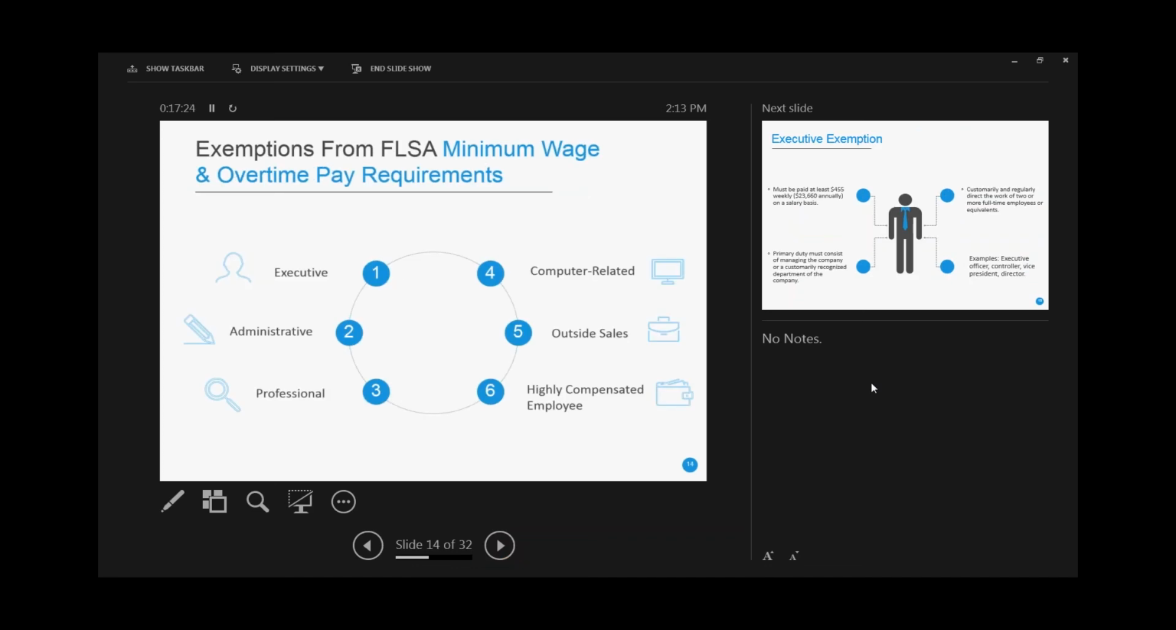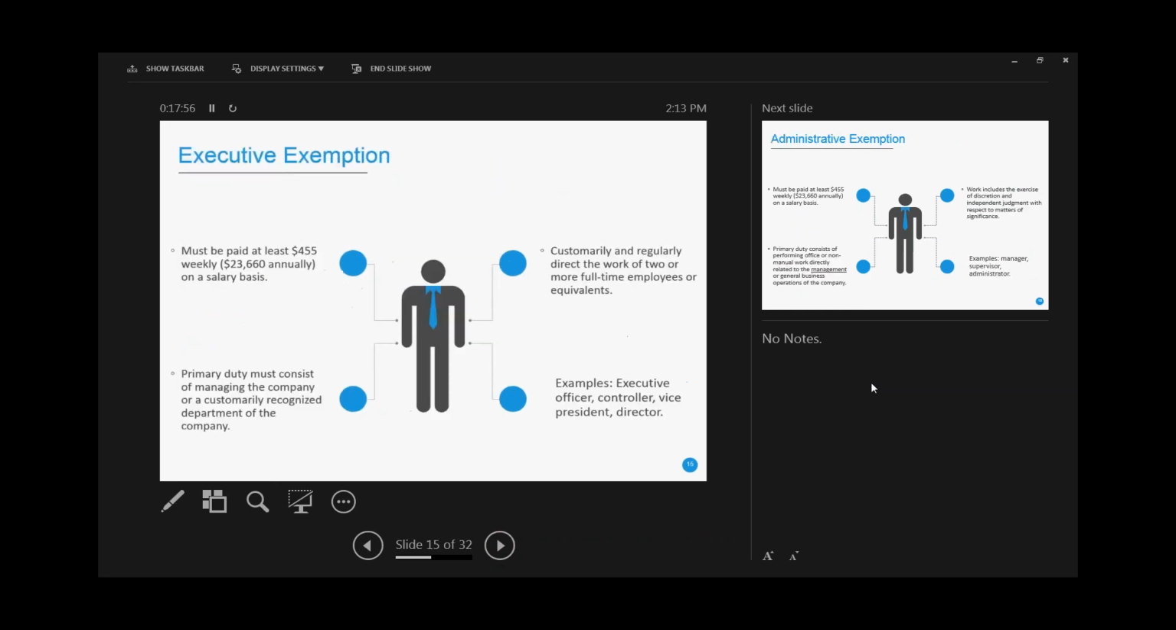So let's talk about the FLSA exemptions. So there are 6 exemptions for considering an employee as an exempt employee. They are the executive exemption, administrative exemption, professional, which consists of both professional and creative and also learned, the computer-related exemption, outside sales exemption, and highly compensated employee exemption. So those are the 6 exemptions. We'll talk about each one specifically next.